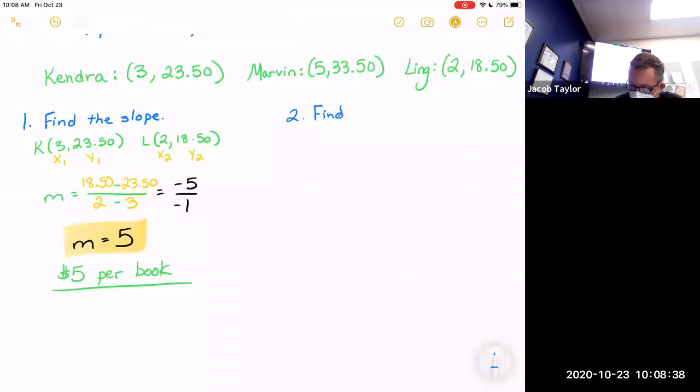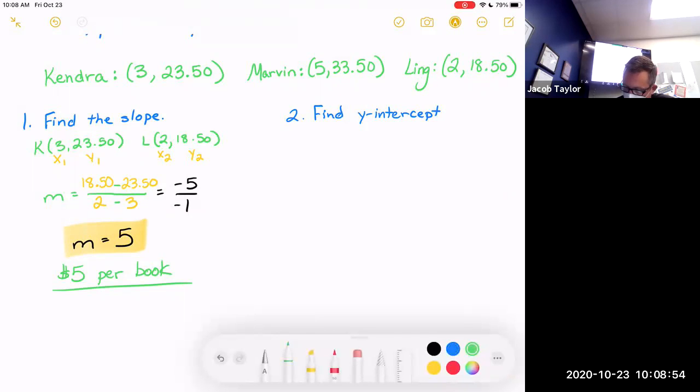So I'm going to find the y-intercept. I could just use a point and convert it into point slope form. There's nothing wrong with that. But I want to show you how to do it the other way as well. Find the y-intercept. And again, I'm going to use Ling just because he's got the smallest numbers.